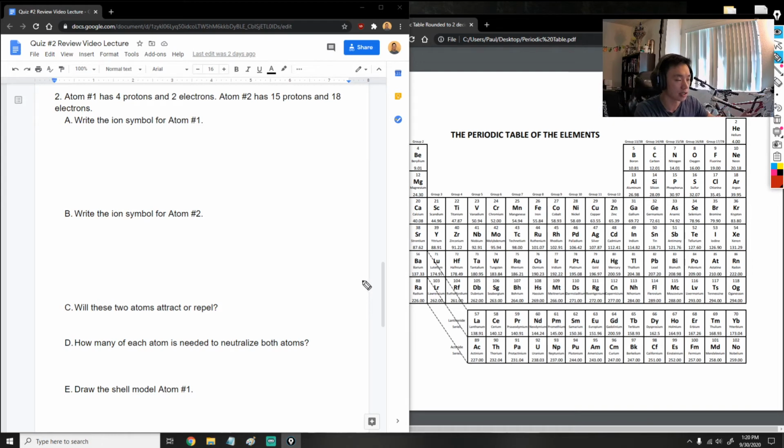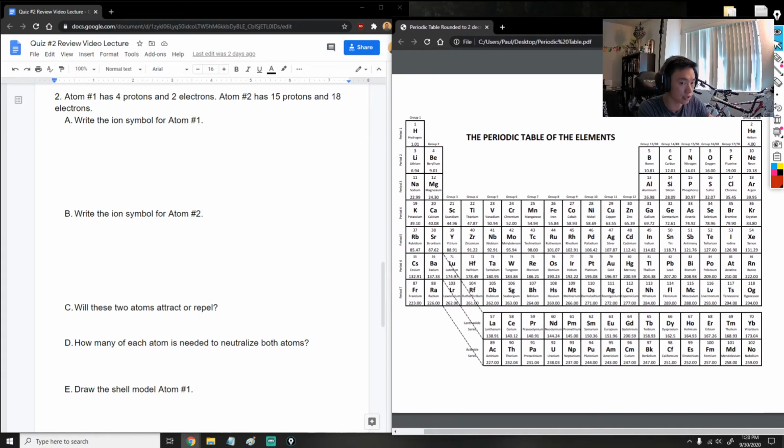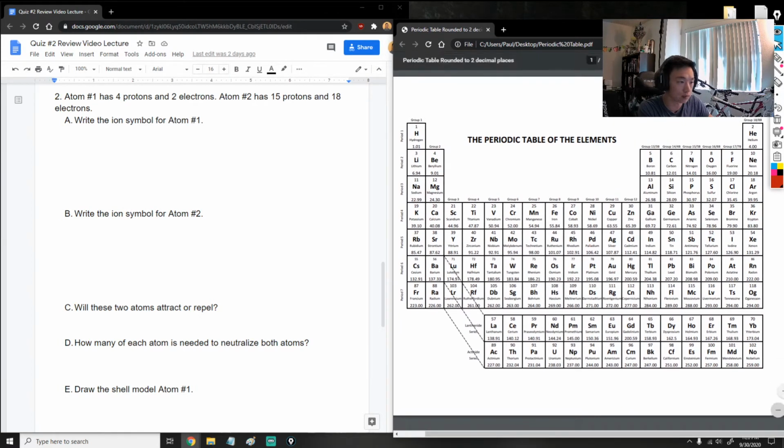But I'm going to take it step by step because I know that some people are still figuring it out, and there's no problem with that. I'm here to take it step by step with you. Alright, so let's start. So same thing as last time. It tells us that atom number 1 has 4 protons, 2 electrons. Atom number 2 has 15 protons, 18 electrons.